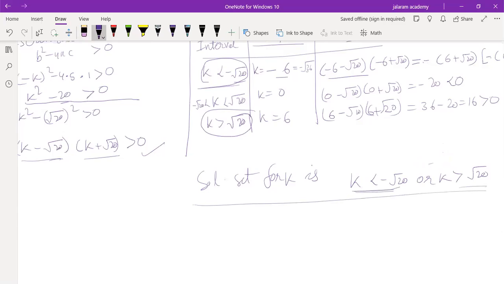K is less than minus root 20 means starting from minus infinity to minus root 20. And k is greater than root 20 means starting from root 20 it goes till infinity. Both of them are correct solutions: minus infinity to minus root 20, or root 20 to infinity.